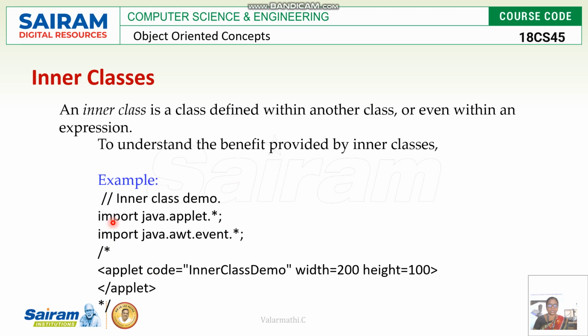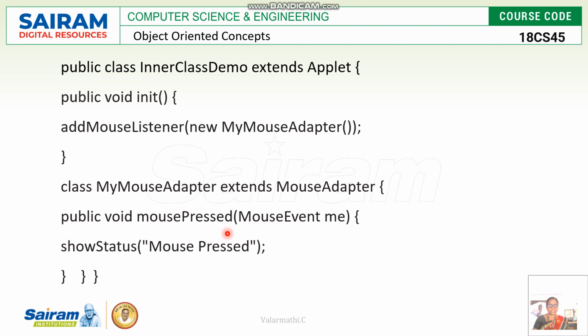In order to understand the benefits of inner classes, let us have one example program. It is written with one applet code. The packages required for implementing this are the applet package, so import java.applet.* is important. Then to perform the events, we need the java.awt.event package. These two packages are imported. Then we can go for the class name. Here the class name is InnerClassDemo, which extends Applet.